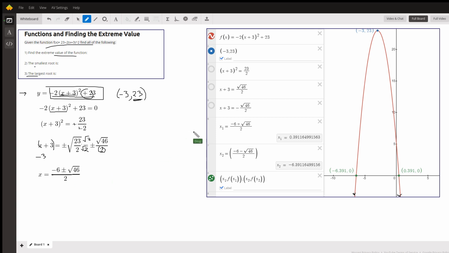And so there's one of the roots. That's actually the largest root over here. And x sub 2 is the smallest root right here. And of course, this is the axis of symmetry, the line x equals -3, which is halfway between those roots.